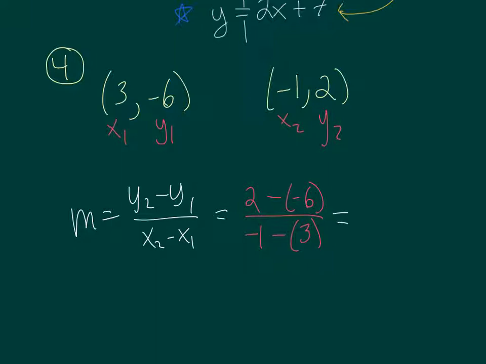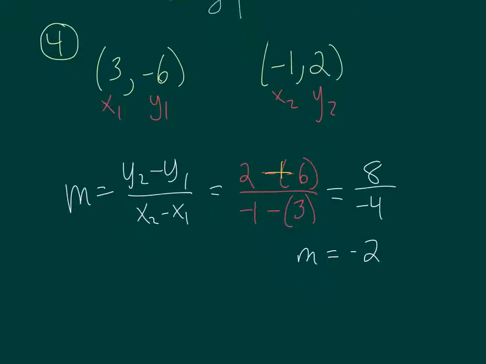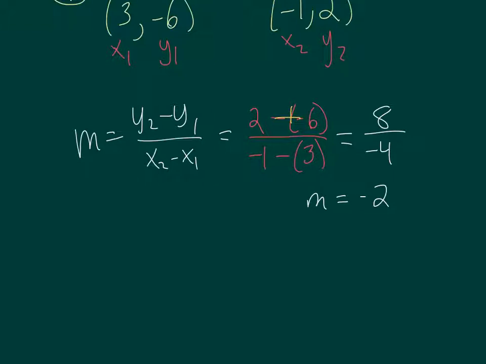For the top part, I've got a double negative, and we remember from class that a double negative makes a positive. So here I really just have 2 plus 6, which is equal to 8. 8 over, and now I've got a negative 1 minus 3. So if I have a negative 1 with 3 more negatives, that makes that a negative 4. And 8 divided by negative 4 just means that m is equal to negative 2. Awesome.